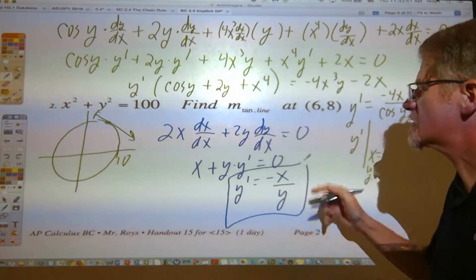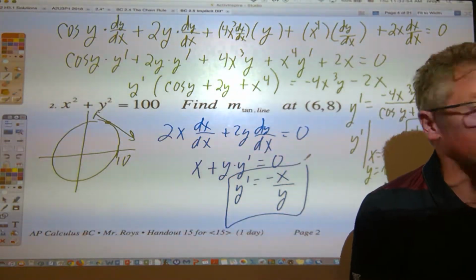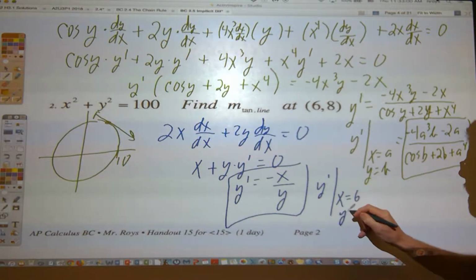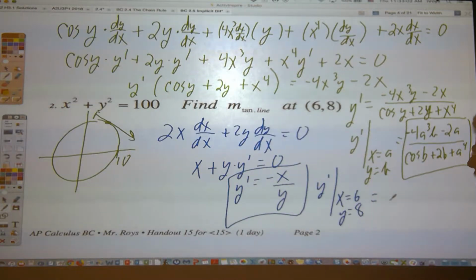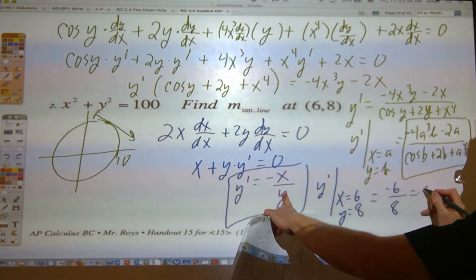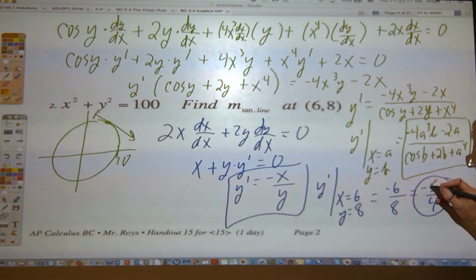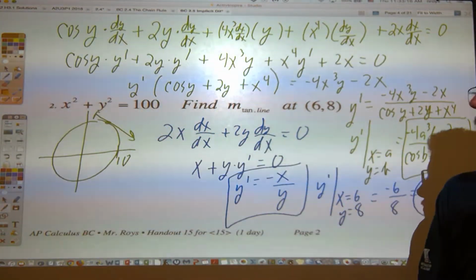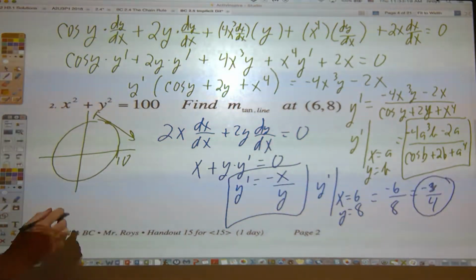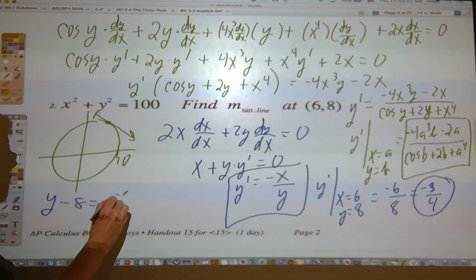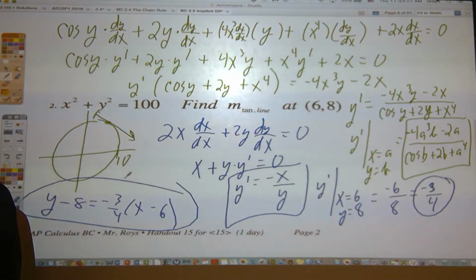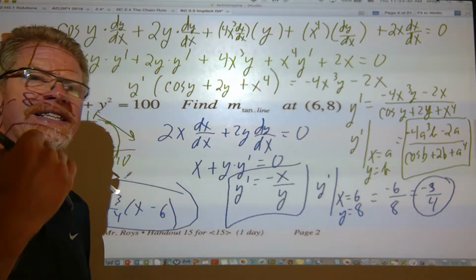There's a formula for finding the slope of the tangent line drawn to any point on the circle. Now, we want to find y prime evaluated when x equals 6 and y equals 8. Therefore, the slope of the tangent line at the point 6 comma 8 is negative 6/8, which reduces to negative 3/4. We were hoping for a negative number. We obtained a negative number. It looks plausible that the slope of that tangent line would be negative 3/4. If they went further and asked you for the equation of the tangent line, you would say y minus 8 equals negative 3/4 times x minus 6. Any questions on problem 2? Today you're learning how to differentiate implicitly.